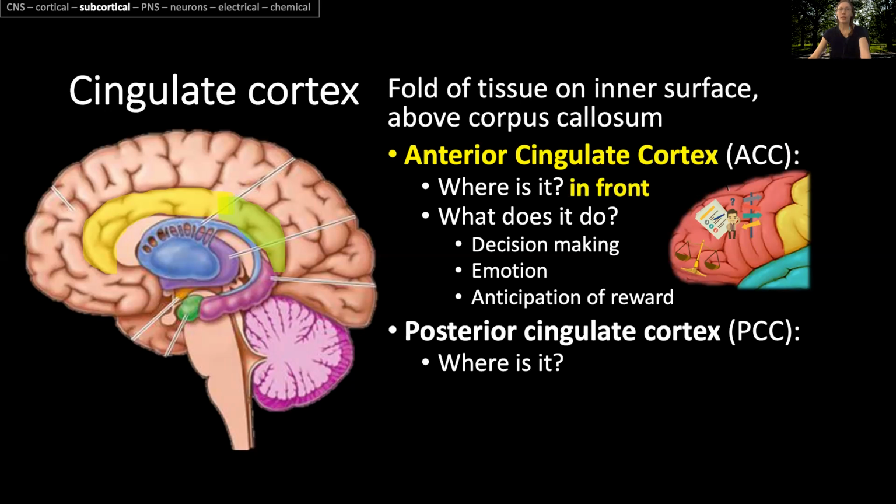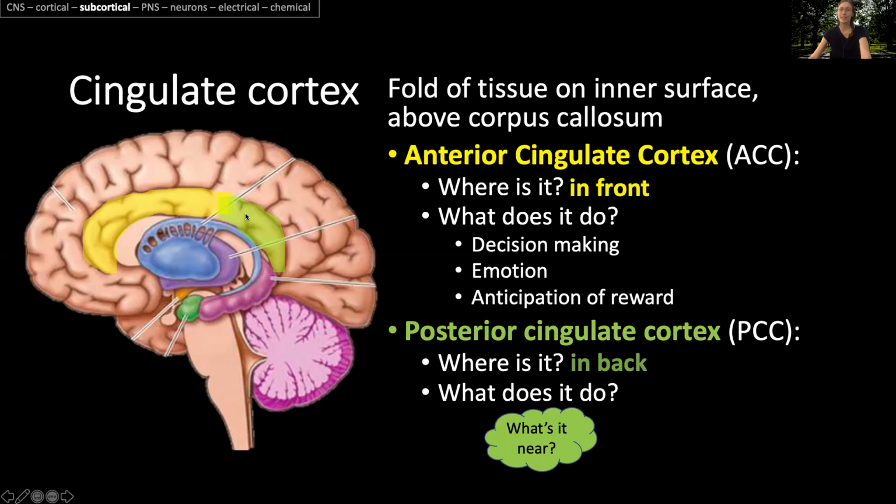Okay, so that means the posterior cingulate cortex is this green section in back. It's in the posterior part of your brain, which we know is near the back, the occipital lobe. So again, I want you to pause this video and take a second and think about what it might do, given that it's near the occipital lobe and some other subcortical structures nearby.